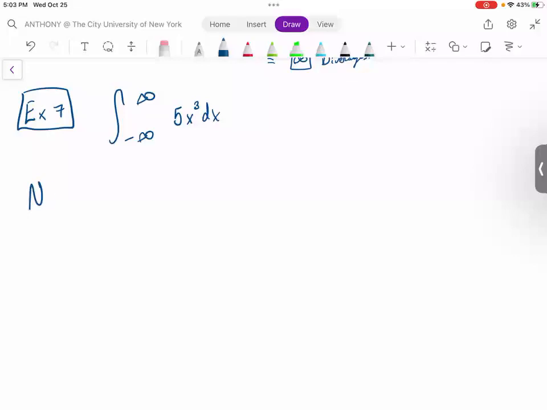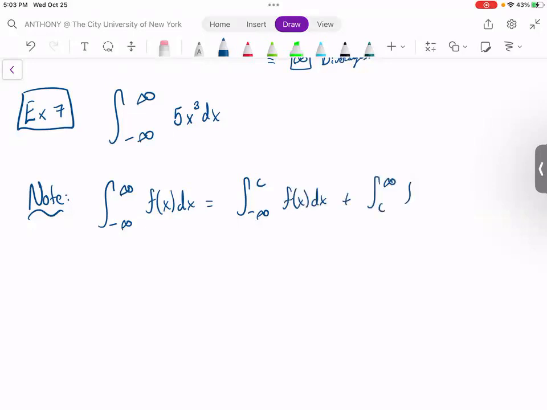So just note the integral from negative infinity to infinity of f of x dx is equal to the integral from negative infinity to c, where c is a real number, of f of x dx plus the integral from c to infinity of f of x dx. One thing to note is that this function f of x must be continuous for all x in order for this rule to apply.